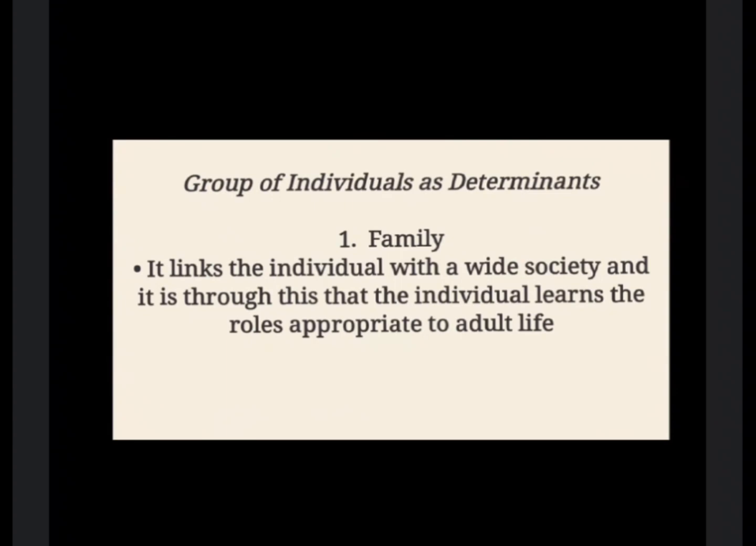Number one is family. It links the individual with a wider society, and it is through this that the individual learns the rules appropriate to adult life. So the family is a way in which we can learn the rules that are appropriate to our adult life. Through family, we learn to adapt to any circumstances or challenges in our life.